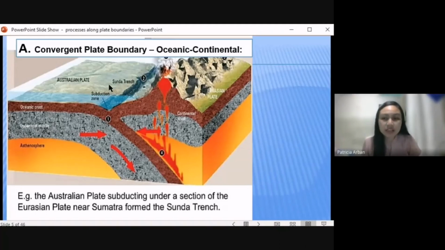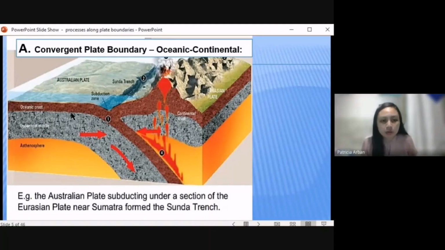Here in a real-life situation, we have the Sunda Trench, which is the product of the Australian plate and the Eurasian plate when they collided. Next, since the oceanic crust subducts beneath the continental crust, the leading plate of the oceanic crust is the older one. Remember, yung lumulubog, older yun, older oceanic crust.